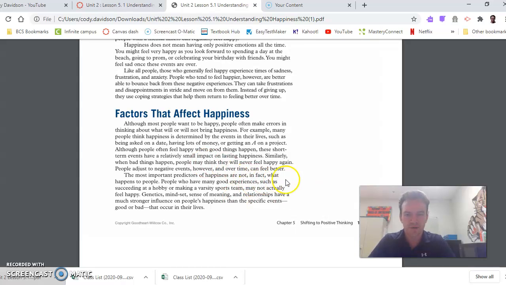Making the varsity team is something that might be a good thing, okay, but it doesn't necessarily change your happiness at its core. It's more so mindset and not the list of things that are happening to that person.